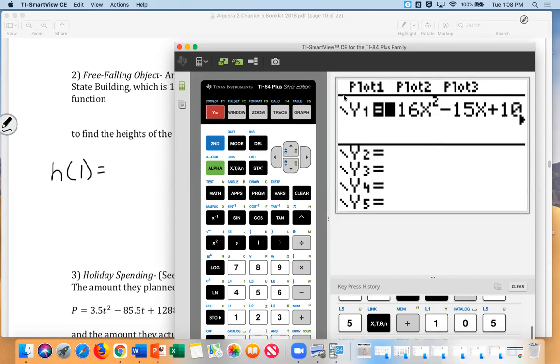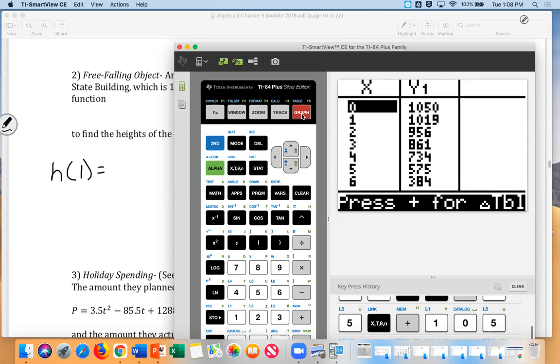I'll turn my thing off and back on. I don't think it refreshed for some reason. Okay. Now it says 1019. All right. So we should get 1019.